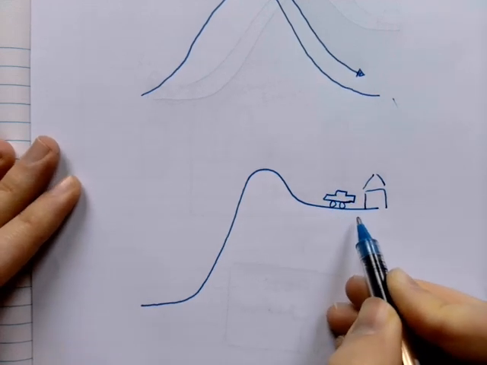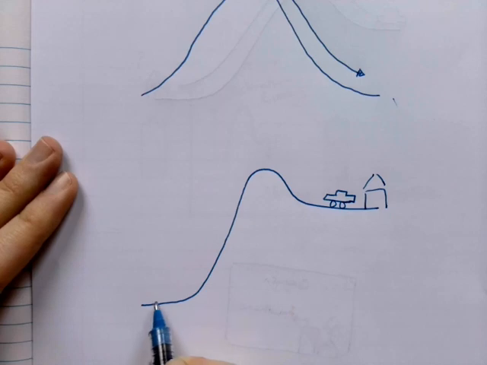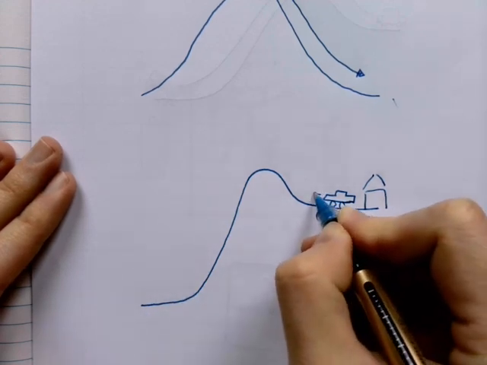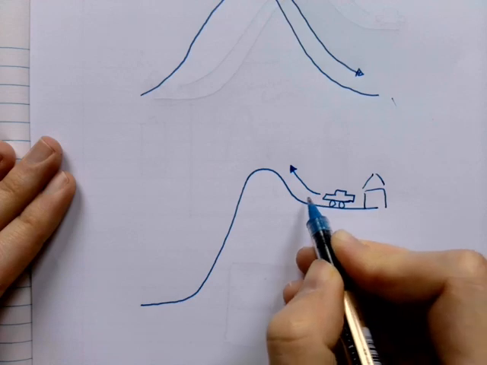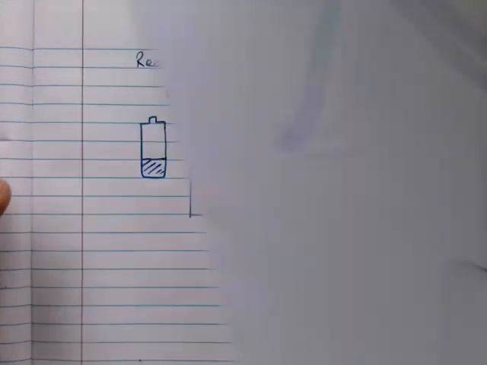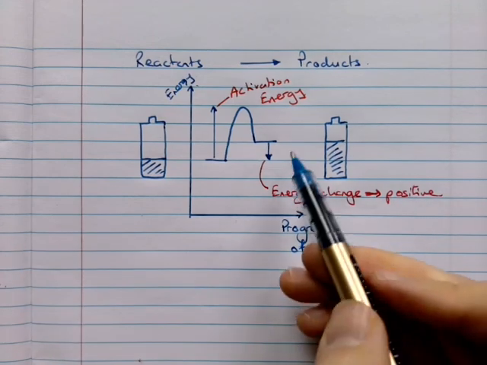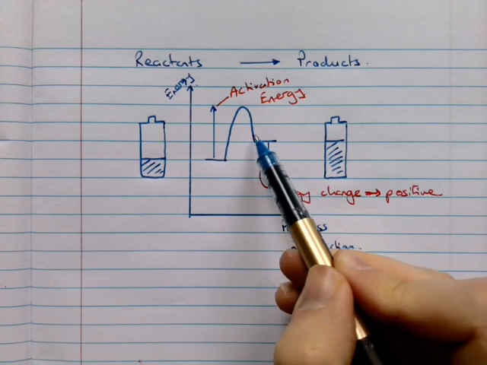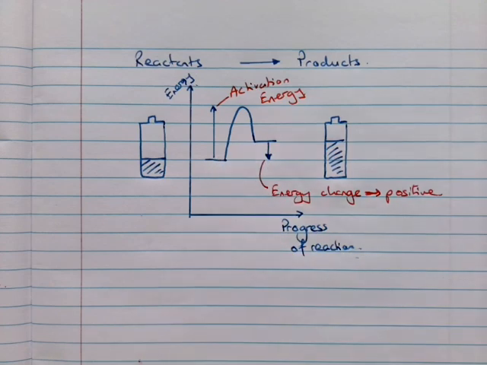So even though your house and your car are really high up, much higher up than here, it won't just go down. It can't roll down to here, because in order for that to happen, it first needs to go up. So it's like a barrier that stops the car rolling down the hill. And it's the same thing here. Even though your products are up here, because there's this barrier, they can't just roll down to here.